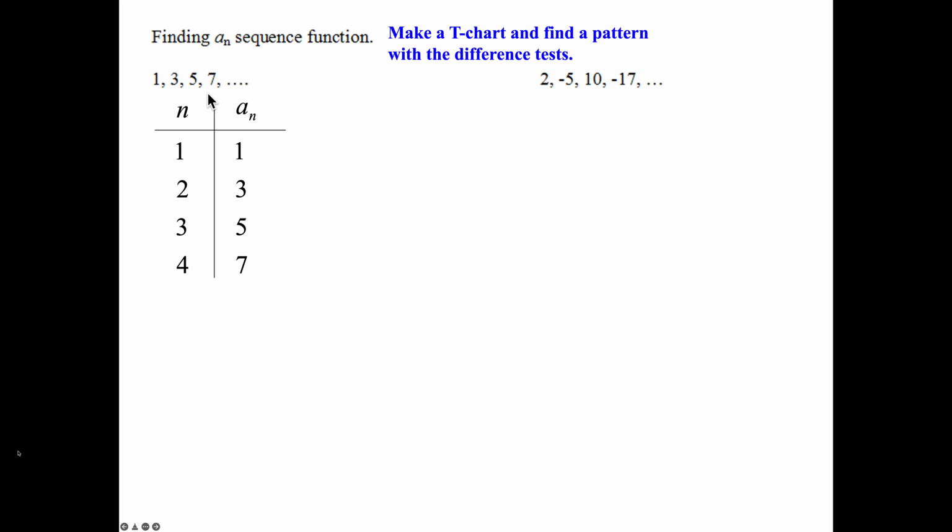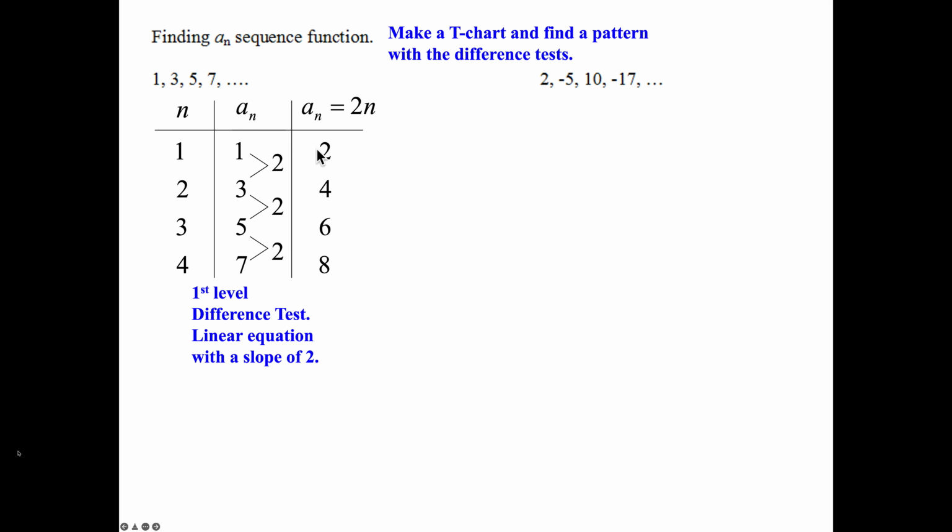take 1, 3, 5, 7 and understand that this is when n equals 1, n equals 2, n equals 3, n equals 4. So I'm going to make a t-chart. So my n, which is my input, like your x, is 1, 2, 3, 4. A sub n is like your y coordinate, 1, 3, 5, 7. And I'm going to start to do the difference test. So between 1 and 3, I increase by 2. 3 to 5, I increase by 2. 5 to 7, I increase by 2. That's my slope if I'm on the first level difference test.